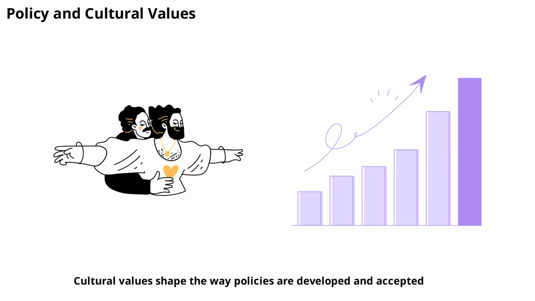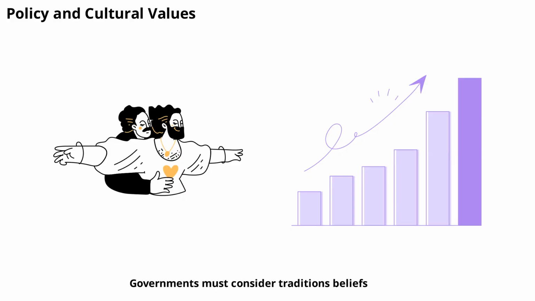Cultural values shape the way policies are developed and accepted. Governments must consider traditions, beliefs, and social norms when creating policies. For example, education or health policies may be adapted to respect cultural practices. Understanding cultural values helps ensure that policies are relevant and supported by the community.